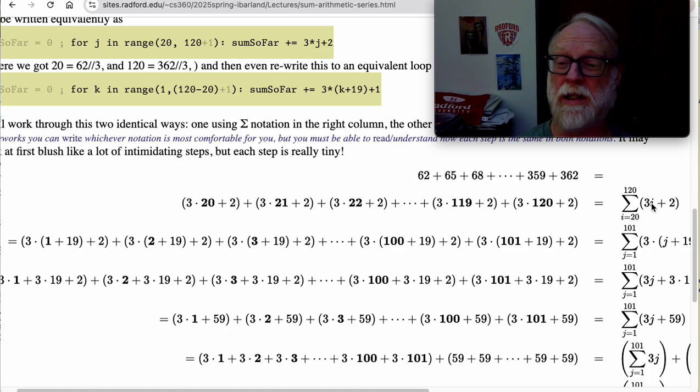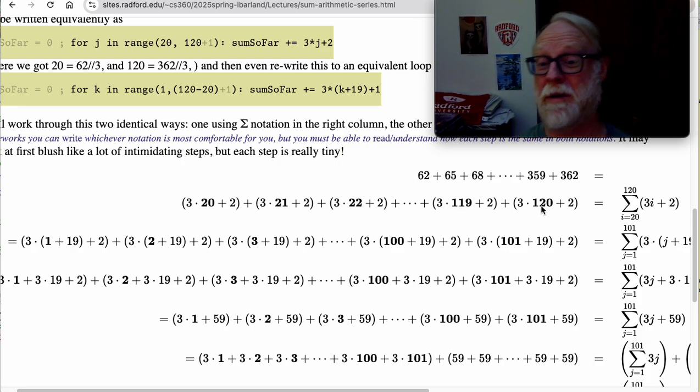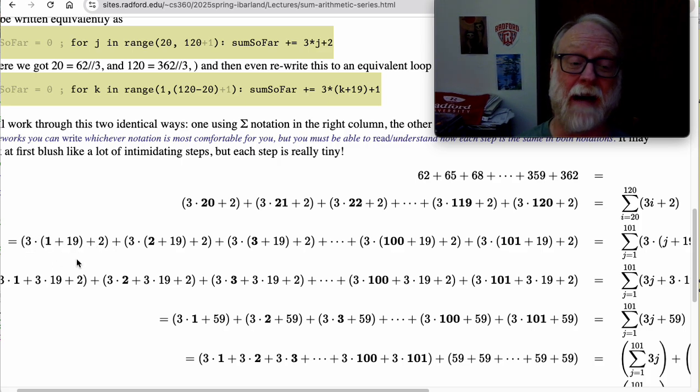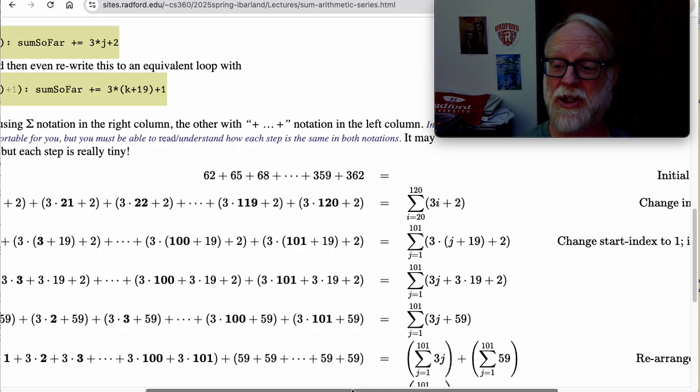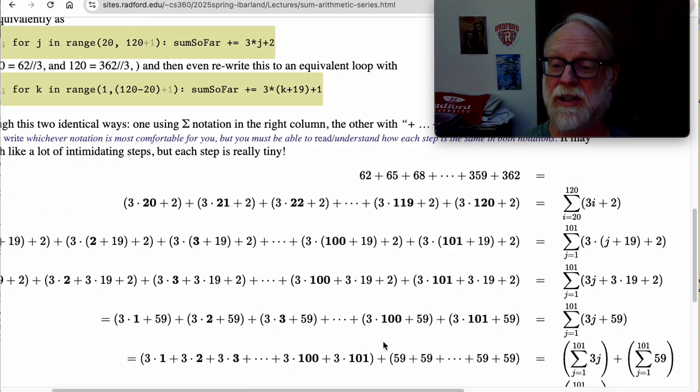So first of all, I want a summation that starts from 1. So how do I do that? Well, that's the other thing we talked about. Instead of thinking of this as 20, I'm going to think of it as 1 plus 19. 2 plus 19, 3 plus 19, 100 plus 19, 101 plus 19. So I've just written that out here. That's literally the same thing. Great, and I can write that using this sigma notation. Let's look at that. I renamed it to j.